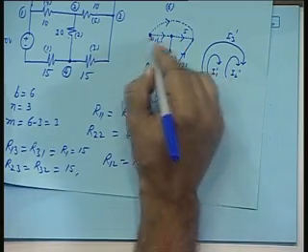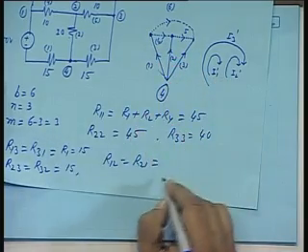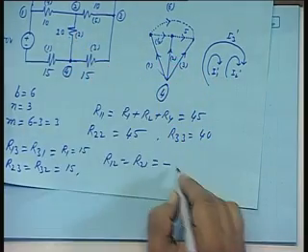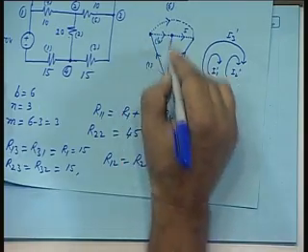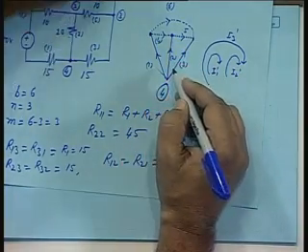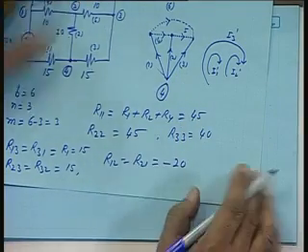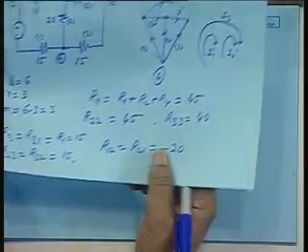Now, the directions are opposite. So, these two elements will be negative, minus 20, because this loop current and this loop current are opposing here in the common element 2. So, their value will be minus 20. So, let us now write the equations with this.